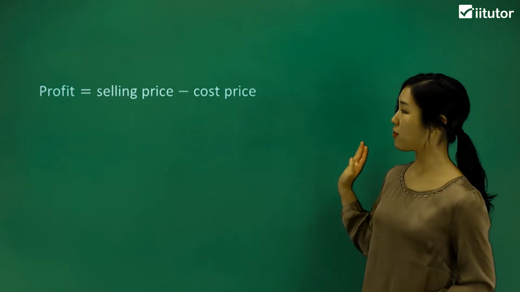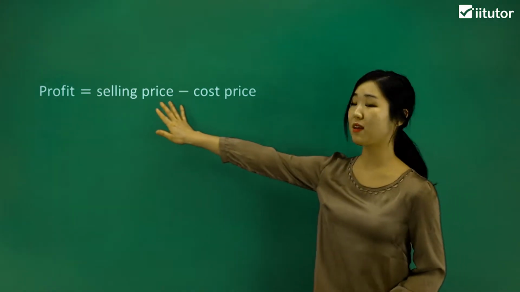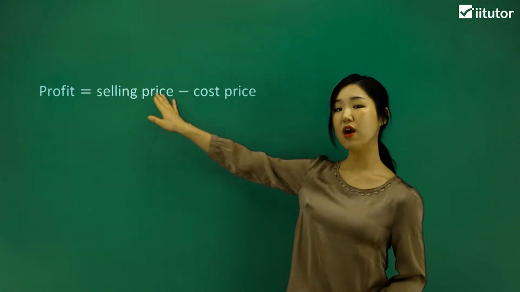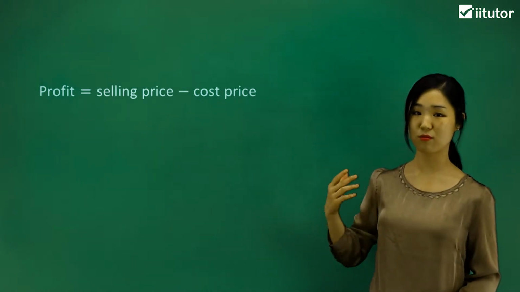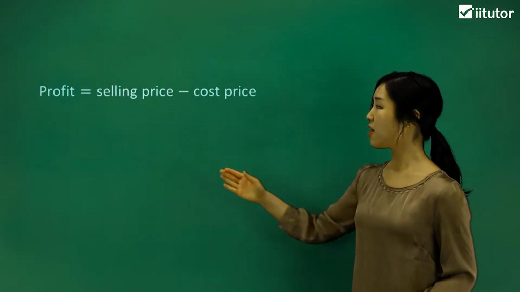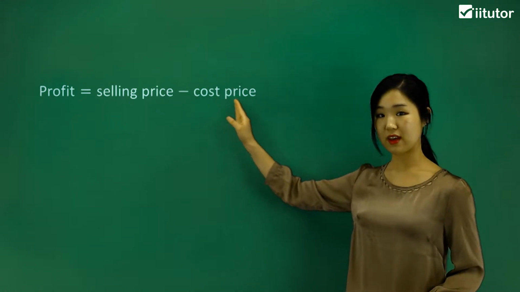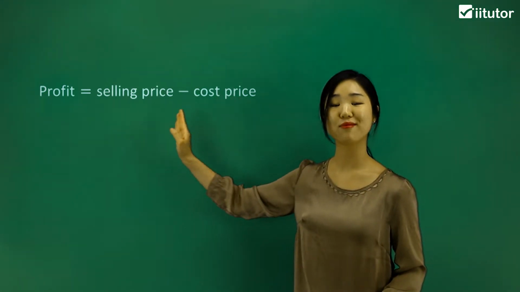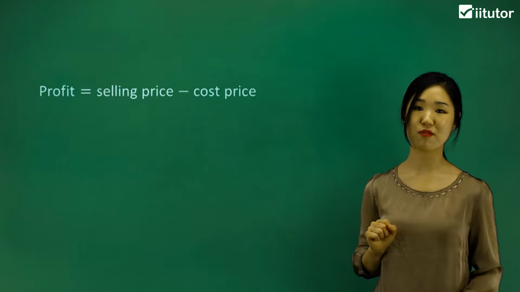So therefore, I've got it on the board for you. The profit is the selling price, the amount that we're selling it for, minus the initial cost price that cost us to buy the product. So selling price minus the cost price. It can't be the other way around. It must be selling price minus cost price. The difference is the profit.